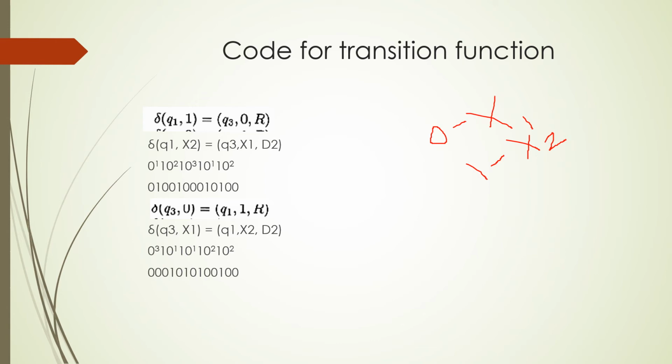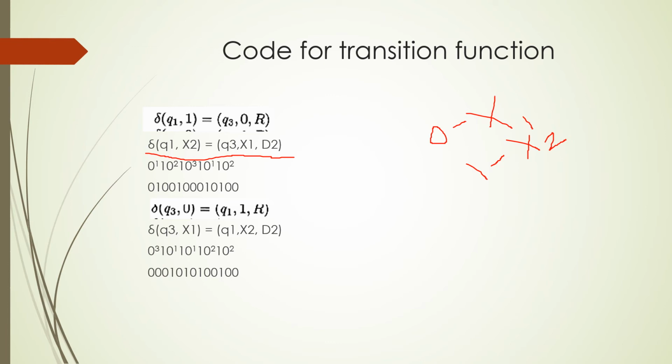We need not worry about the states because they are already in terms of q1 and q2. And 0 we have to replace with x1 according to our assumption. The right direction is going to be represented by D2, while the left direction is represented by D1. So accordingly, we have renamed all the parameters given in the transition functions. Now after renaming, the transition function looks like this: Q1, X2, Q3, X1, D2.